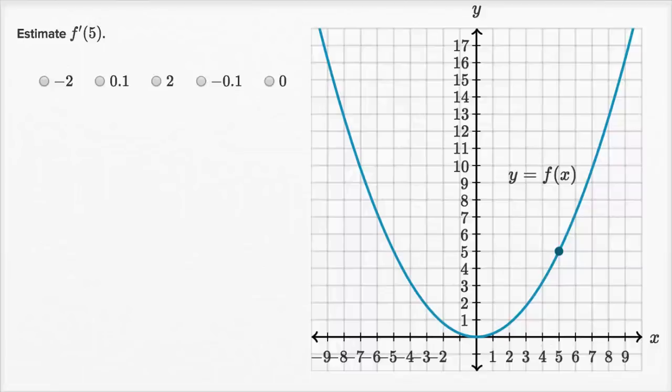What I want to do in this video is a few examples that test our intuition of the derivative as a rate of change, or the steepness of a curve, or the slope of a curve, or the slope of a tangent line of a curve, depending on how you actually want to think about it. So here it says f prime of 5. This notation, prime, is another way of saying, what's the derivative? Let's estimate the derivative of our function at 5.